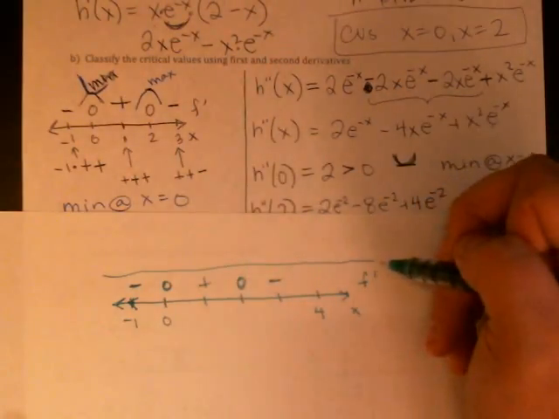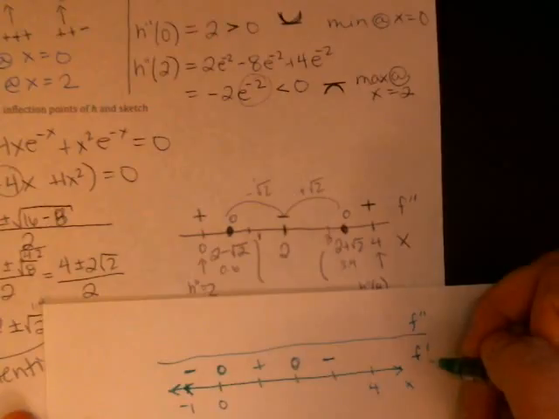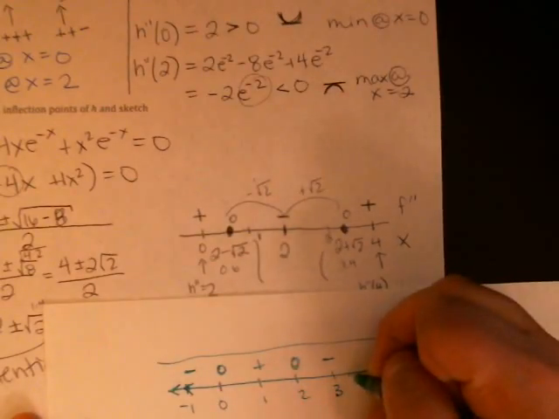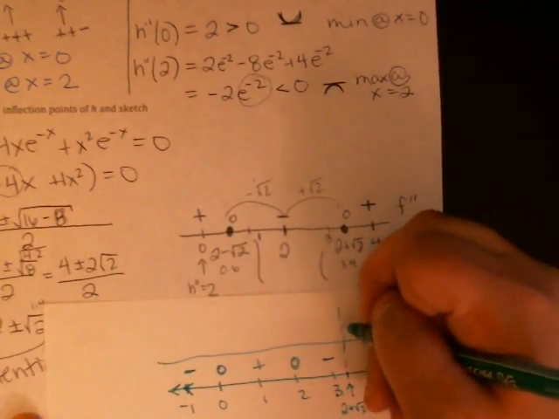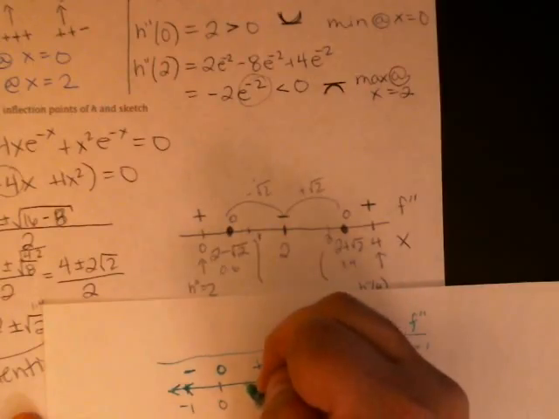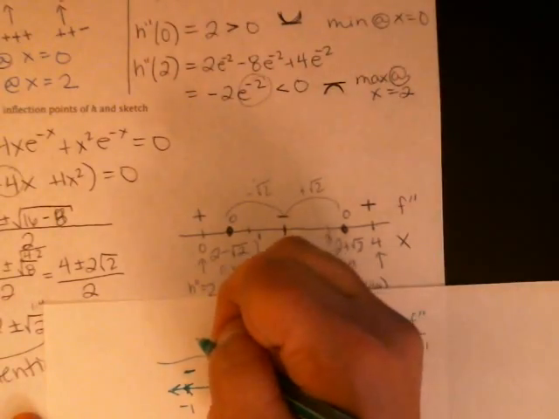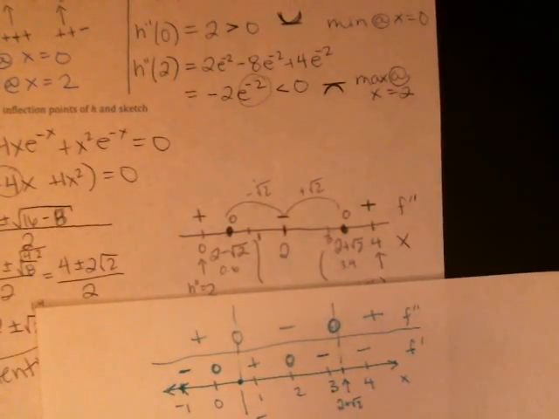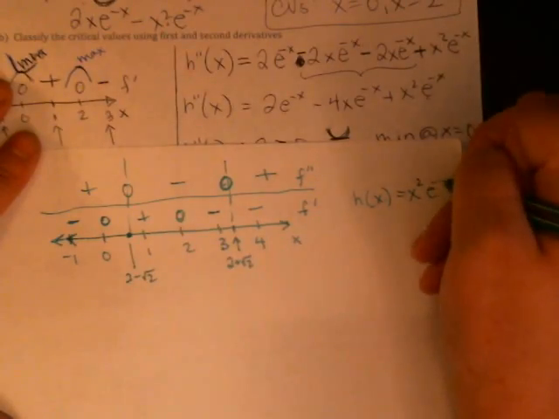And then we could put it on the different chart or the same chart. We just did some information finding about f double prime, so I'm just going to summarize that here. At 2 plus root 2 and at 2 minus root 2, we know that the second derivative is 0, and other than that, it goes plus, minus, plus. I'm missing, this is still minus over here. Okay, so these are our sign charts. We also have our original function h of x equals x squared e to the negative x.